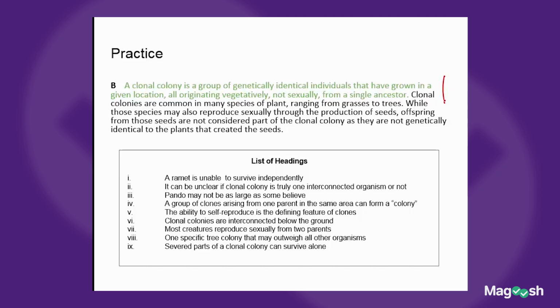A clonal colony is a group of genetically identical, okay, identical meaning the same, individuals that have grown up in a given location, all originating vegetatively, not sexually, from a single ancestor. Okay, so this is a definition of clonal colony. And it is a group of individuals that are exactly the same, growing up in the same location, and they come from one single ancestor.